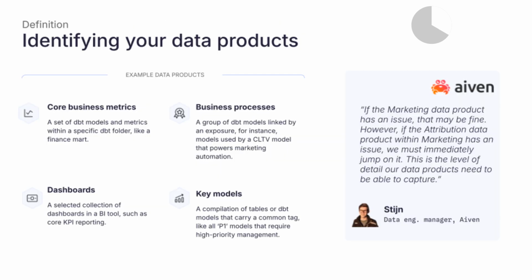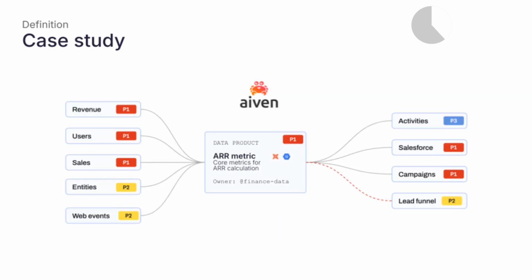The first step is identifying your data products. These can be core business metrics like a finance mart in DBT, business processes such as CLTV models for marketing, dashboards for KPI reporting, or key high-priority models. As Steen from Avon notes, data products need to capture granular dependencies, like attribution data within marketing, to ensure quick action when issues arise. Defining data products brings clear benefits.